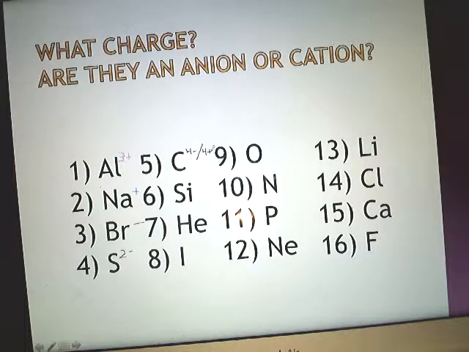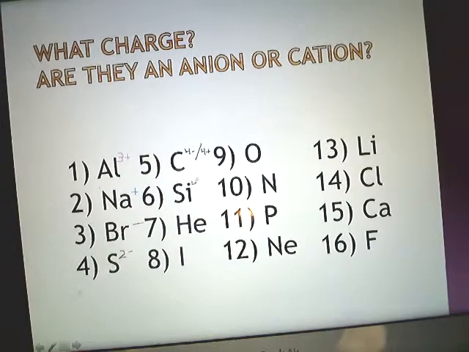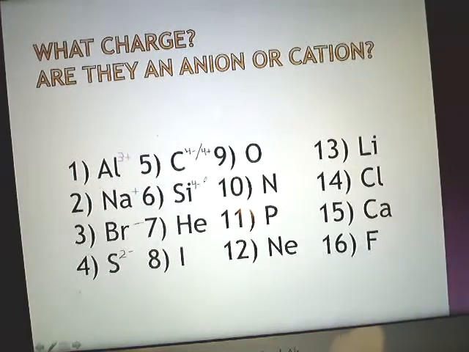Alright, now if we look at silicon, silicon's very similar to carbon in the way that it actually has 4 electrons in its outer shell. So it actually does the same thing as carbon, surprise, surprise, being 4 minus or 4 plus.